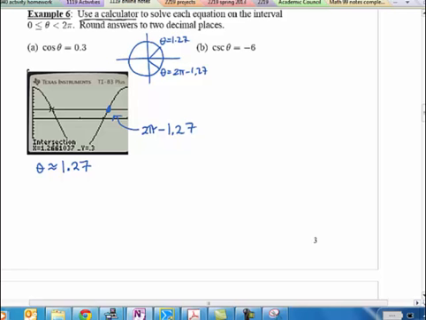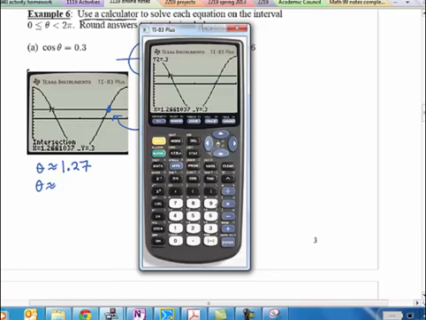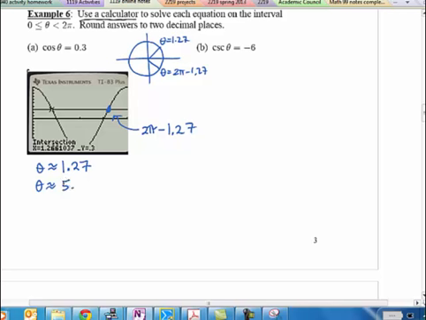So one set of solutions would be, I guess we just want the interval 0 to 2 pi. If we wanted all solutions, we would add just 2 pi k to this. The other one, we're getting, if we did 2 pi minus 1.27, you get like 5.01. So, two solutions on that interval from 0 to 2 pi is what they were asking for.